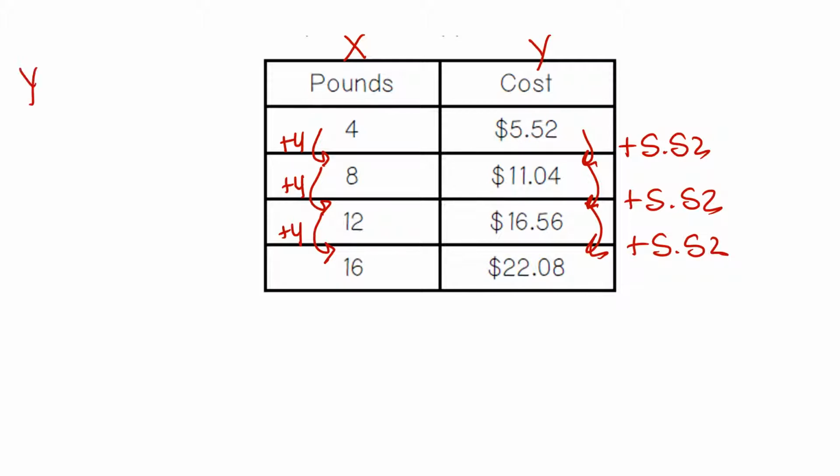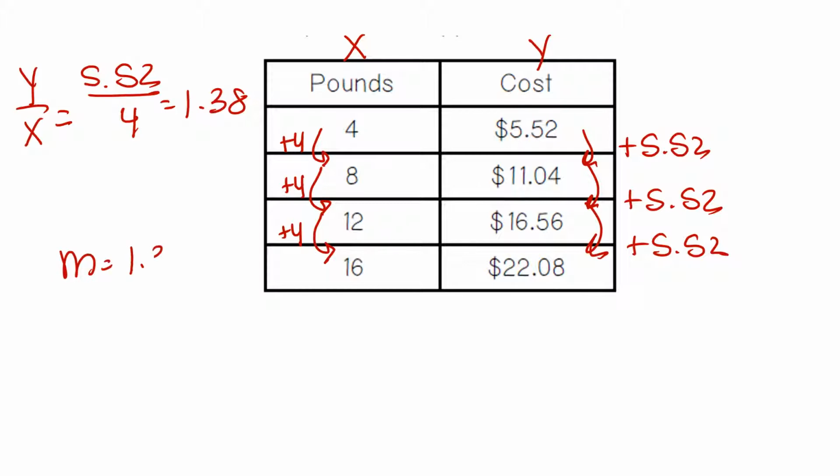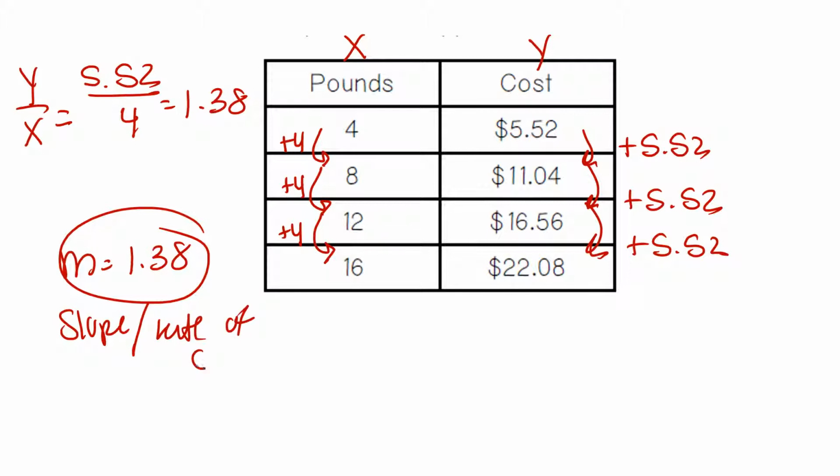When we write our answer as a fraction, we write it as y over x. So 5.52 over 4. 552 divided by 4 gives us 138. Our m value is 138. The slope and the rate of change, both of those being the m value, are 138.